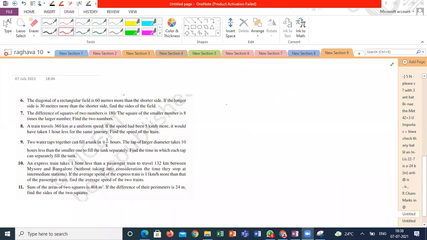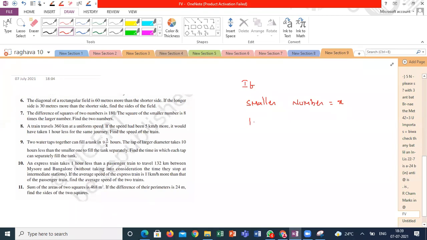The difference of the squares of the two numbers is 180. The square of the smaller number is 8 times the larger number. There are two numbers. If the smaller number is x, what is the other number? What does it mean? The square of the smaller number is 8 times the larger number.